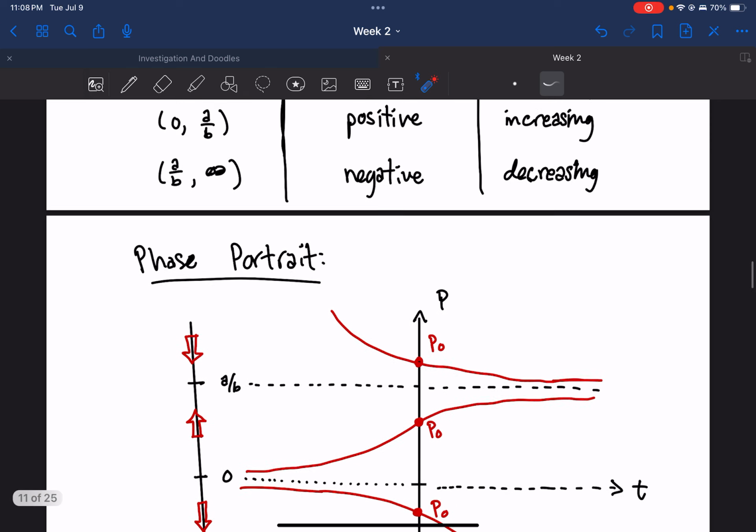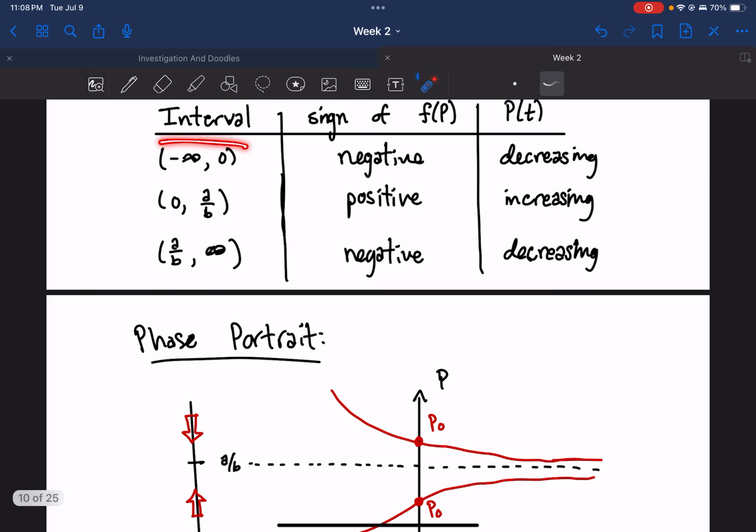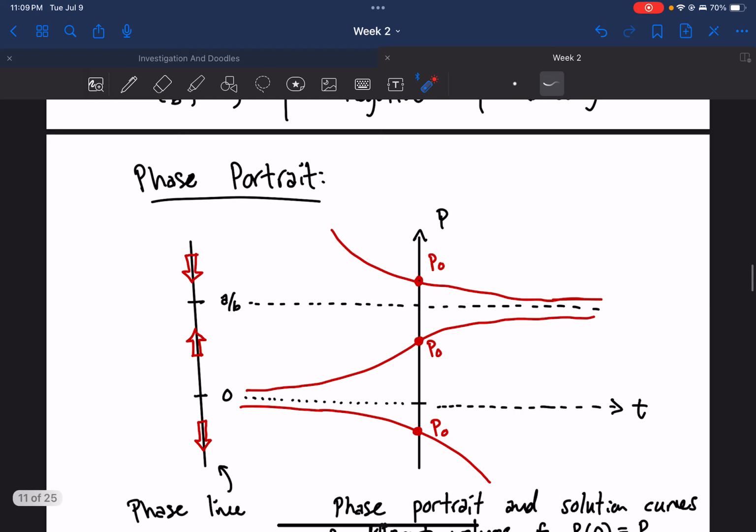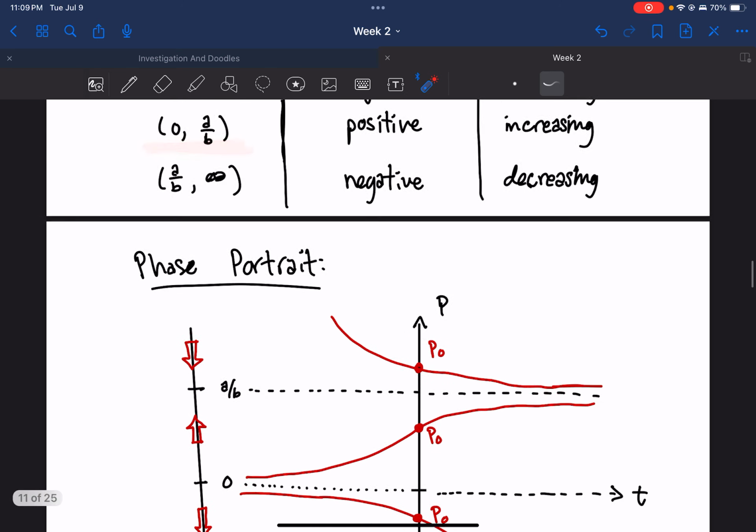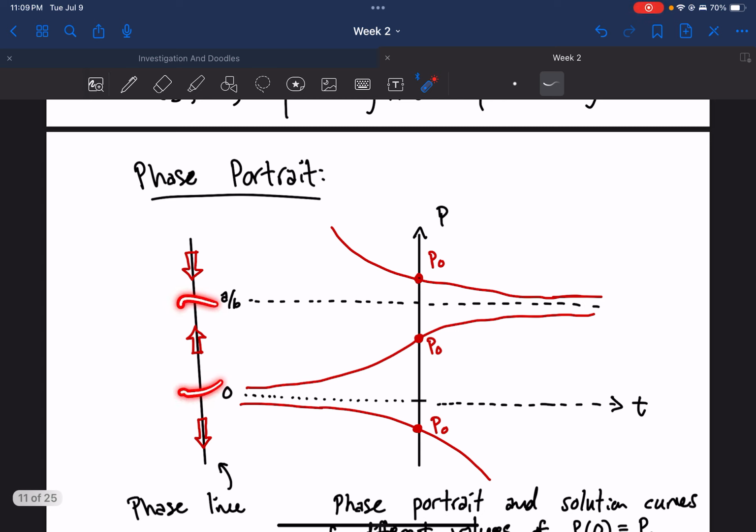Now, I've already done the work here. I know that on the interval negative infinity to 0, f of p is negative, so on this segment I draw a little down arrow indicating that it's decreasing on this interval. Similarly, on the interval from 0 to a over b, I know that it's increasing, so I draw a little arrow showing it's increasing. And then the last one is also decreasing.